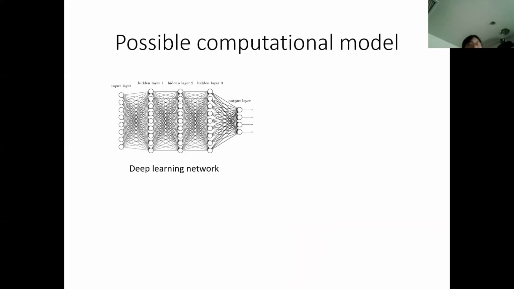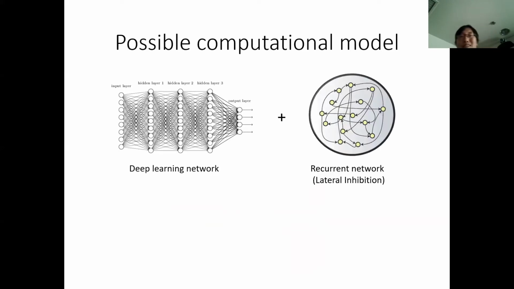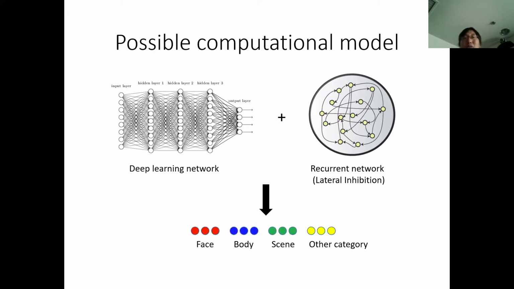In the future, maybe one could test this computationally. Right now, deep learning networks don't show any category selectivity. But what if we add recurrent connections that implement normalization? Would the network then develop face, body, and other category selective regions? That's something we can test in the future.